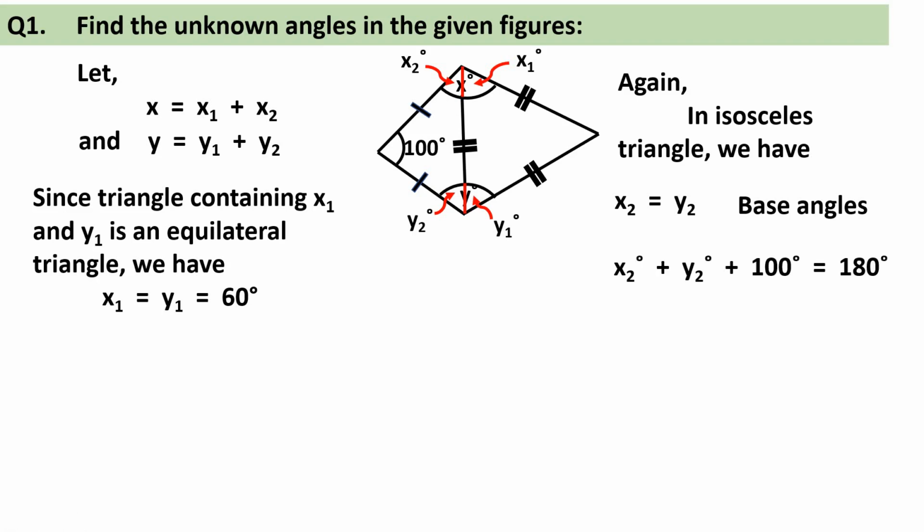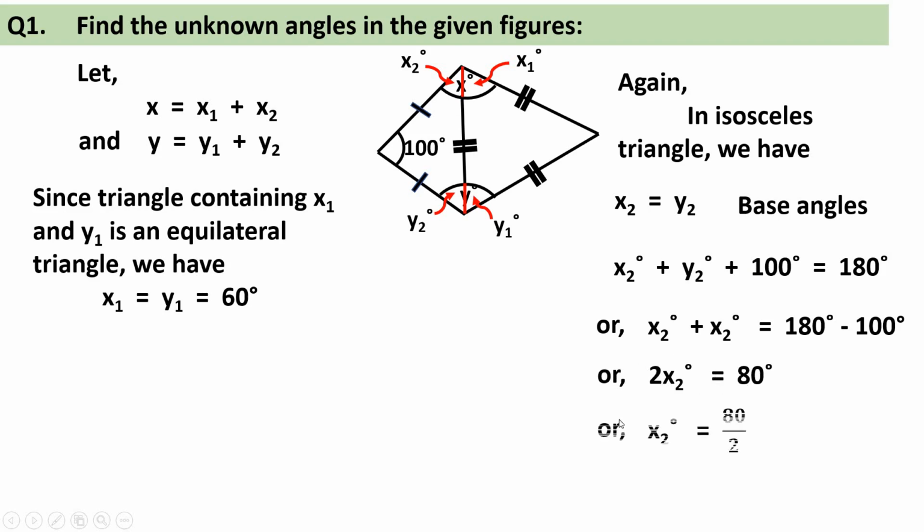Now let's use this property. x2 plus y2 plus 100, when we add all the interior angles, we get 180 degrees. Instead of y2 we can put x2 because they are equal, and it becomes easy to solve. Therefore x2 plus x2 is equal to 180 degrees minus 100. So 2x2 equals 80 degrees, or x2 is equal to 80 by 2, and we get x2 equals 40 degrees. Now what will be the value of y2? y2 will also be 40 degrees because they are equal to each other.